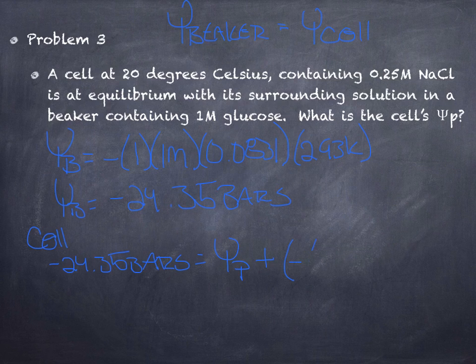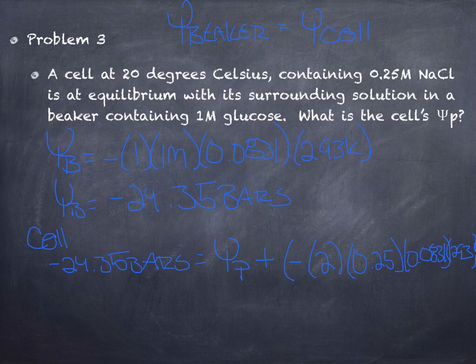It's the negative ionization constant. So for the cell, it has 0.25 molar sodium chloride. The ionization constant for sodium chloride is 2. The molarity is 0.25. Our R value, 0.0831 bar liter per mole Kelvin, and the temperature is 293 Kelvin. Oh, I'm running out of room. There we go. Okay, oh, you can't see it.